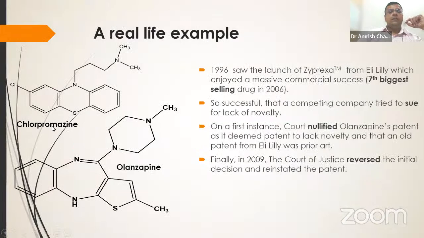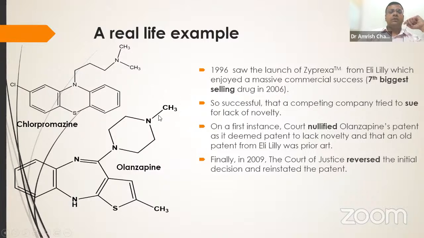So, taking chlordiazepine as the basis, another molecule was developed, which was called olanzapine. When olanzapine came into the market, it was a product of Eli Lilly, and it was a commercial success, the seventh biggest selling molecule of 2006. It was so successful that the competing companies tried to sue it for the lack of novelty.